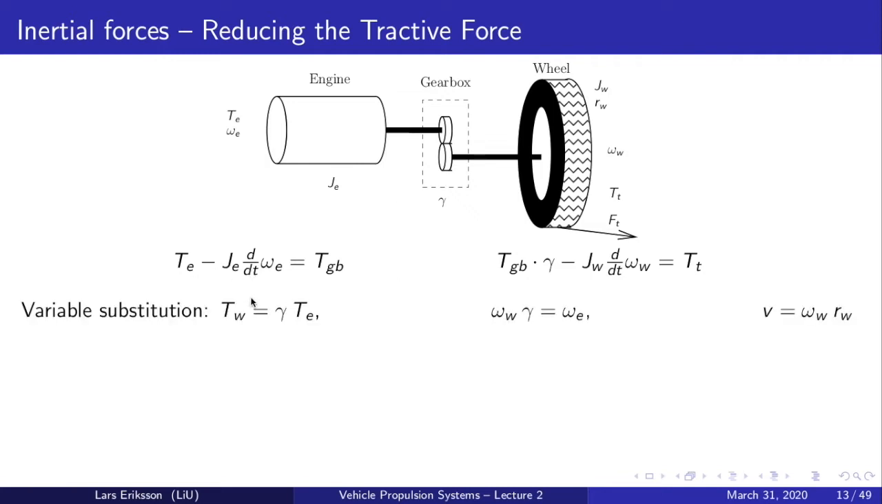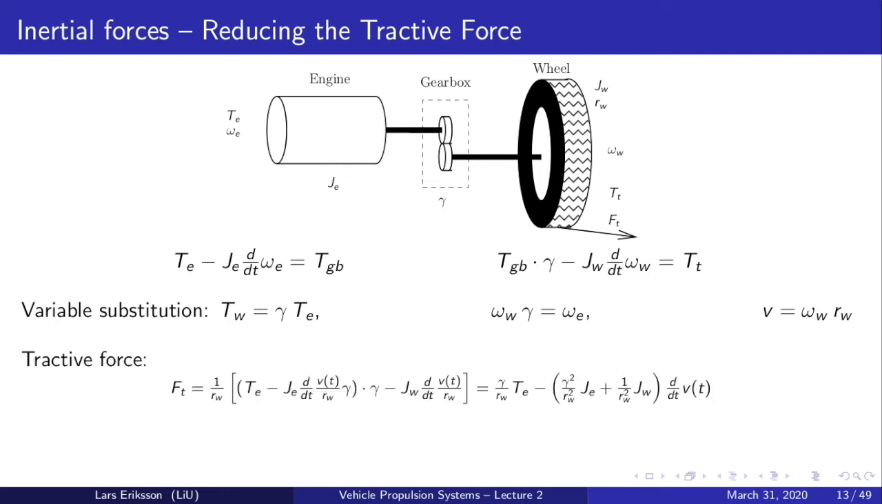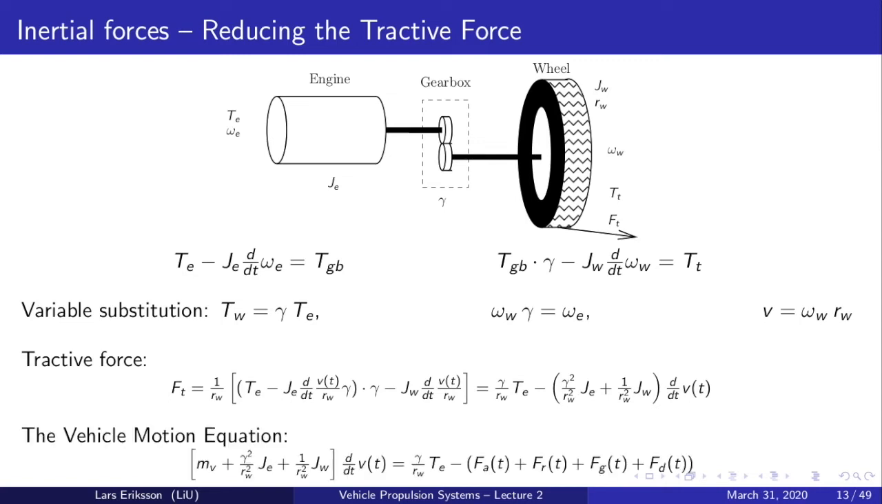When we work with the equations, Newton's second law, we can do variable substitution, since we have this stiff driveline where we have a direct connection between the torques and a direct connection between the angular velocities, and we can get the tractive force to be expressed like this, and we can develop the following final equation for the vehicle motion equation. So we have the angular velocity here, the mass of the vehicle plus the inertias of the engine and the wheel. So these will gather up as an effective mass that will oppose the acceleration or deceleration of the vehicle. And then we have the components here.